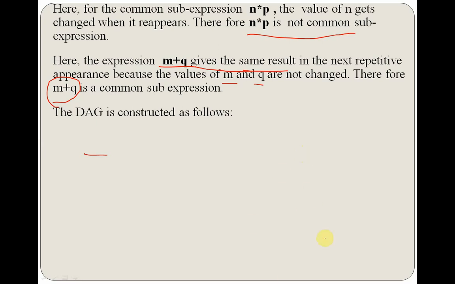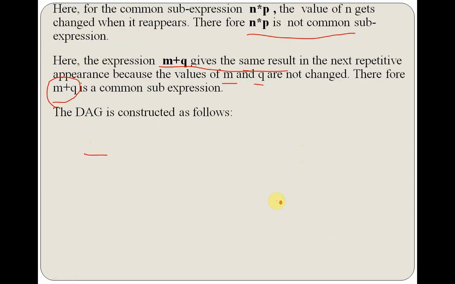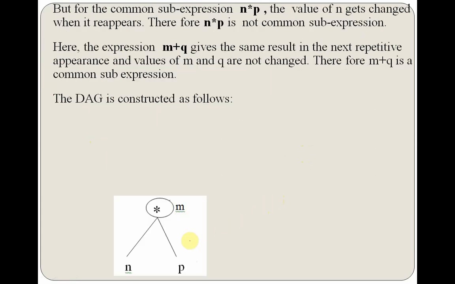Now construct the DAG for this. We take the first instruction, m equal to n into p. So I am going to draw a tree structure for this first operation in this form. So n into p: here n is a child node and p is also a child node, and star is the operator parent node. n into p is going to be computed, and its result will be stored in the variable m. This is one subtree of the directed acyclic graph.